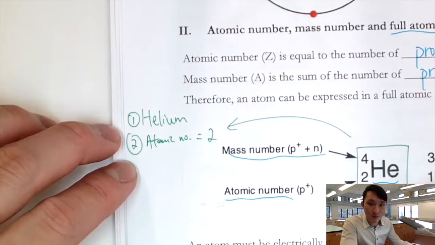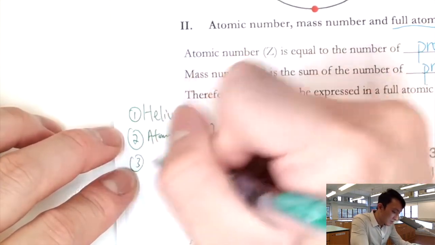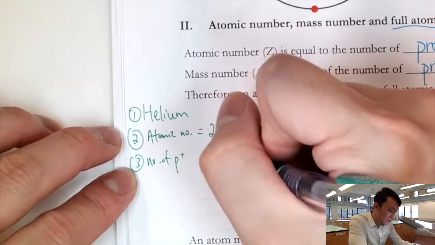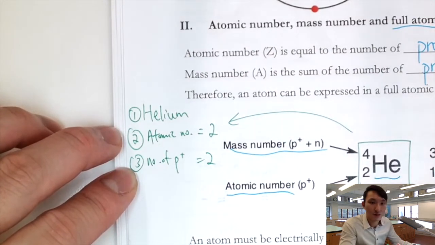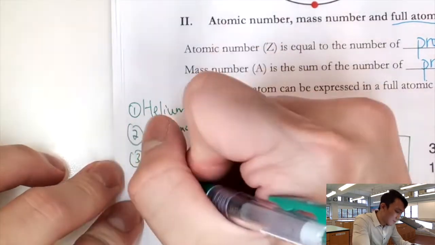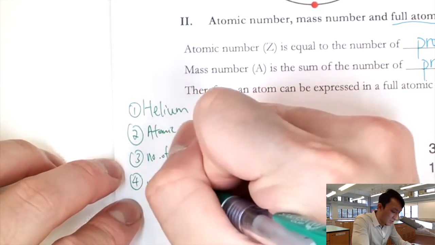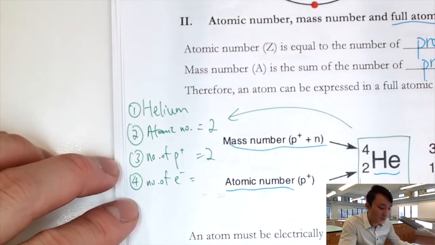You just look at the bottom left corner. And from there, we will know the number of proton, which is equal to 2 as well. Because you know, atomic number equals number of proton. Okay? Now, we also know one more piece of information, which is the number of electrons. Number of electrons, how do we know?